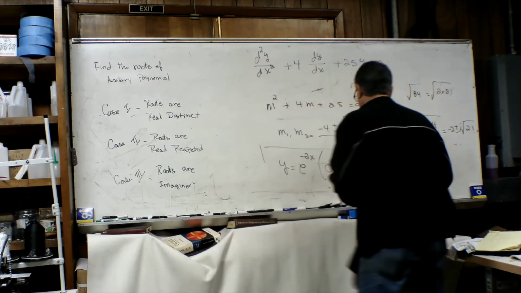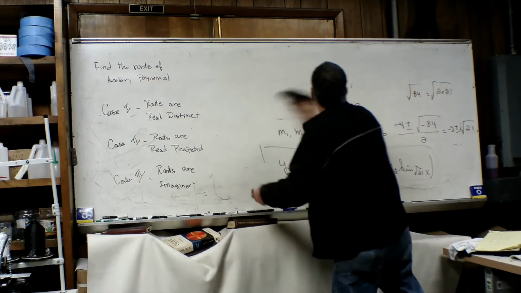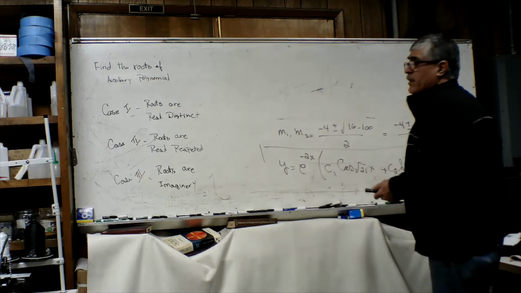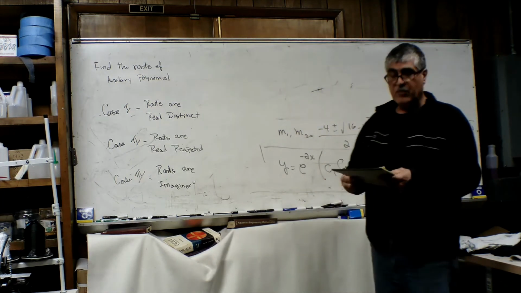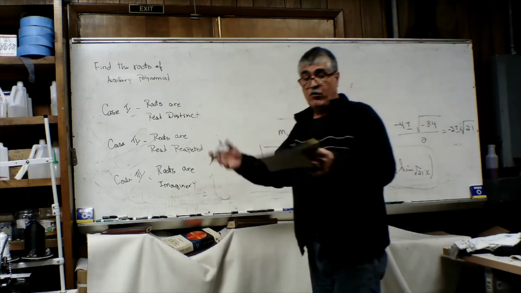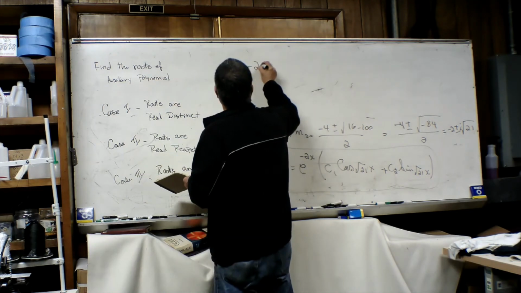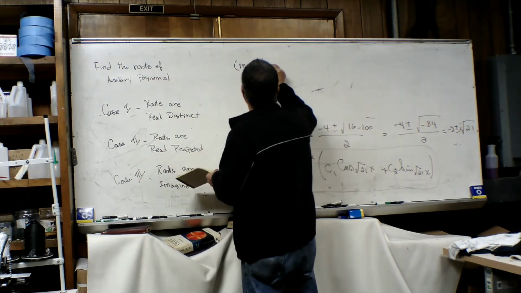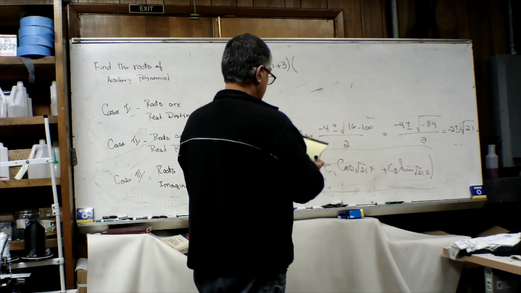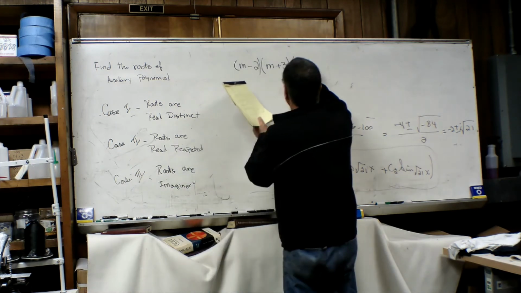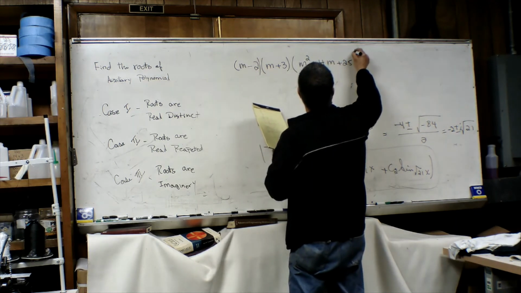Now, let's do one more problem. Let's assume that we have a differential equation whose auxiliary polynomial, after we factor, we come up with this: m minus 2, multiplied by m plus 3, multiplied by, the same problem that we had, m squared plus 4m plus 25, equal to 0.